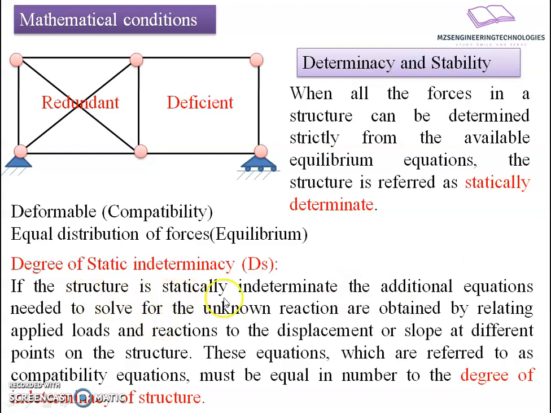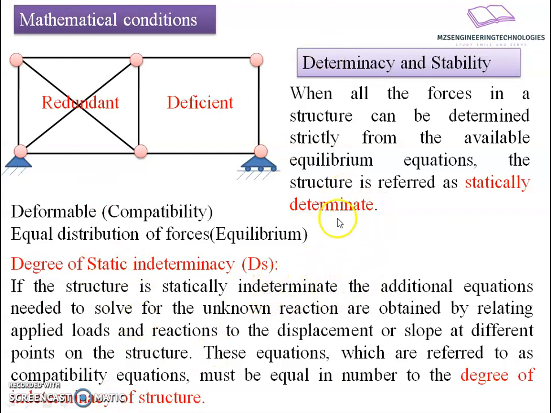If the structure is statically indeterminate, the additional equations needed to solve for the unknown reactions are obtained by relating applied loads and reactions to the displacement or slope at different points on the structure. These equations, which are referred to as compatibility equations, must be equal in number to the degree of indeterminacy of the structure. What is the meaning of this statement?